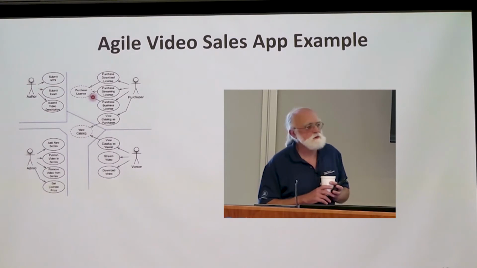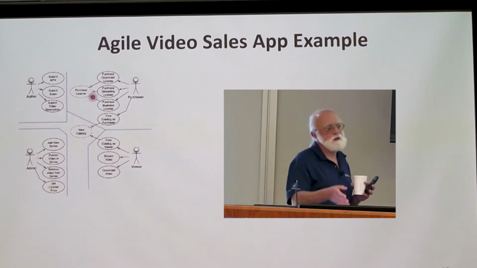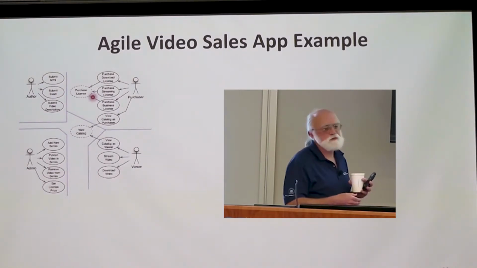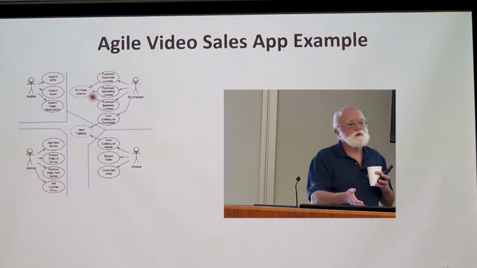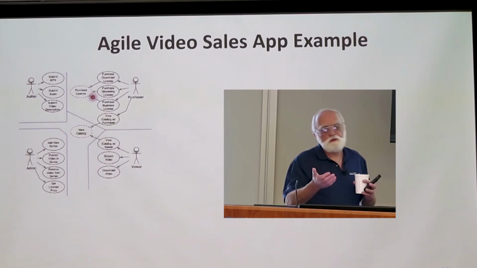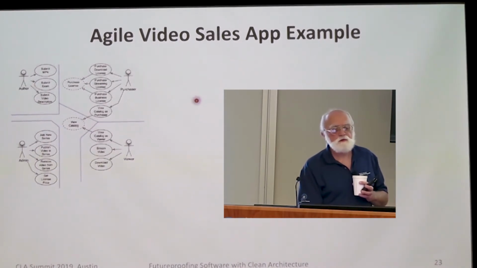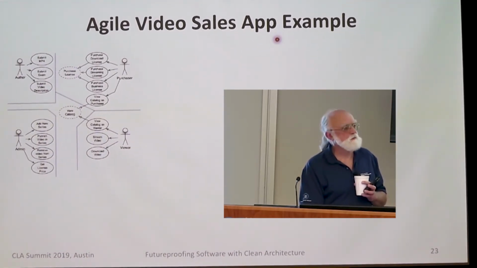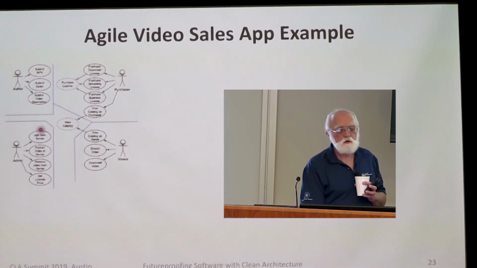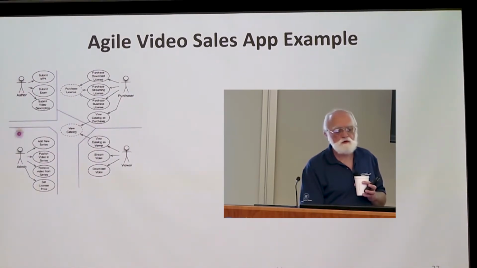Here is an example of a clean architecture. Uncle Bob not just writes books, he does training videos with his team. And you can go to his website and look at the videos and buy them and watch them, a lot of them. So this is an example of how they architected the video sale app for their training. You have 4 actors: author, administrator, purchaser, and viewer. And each of those round things is a use case.